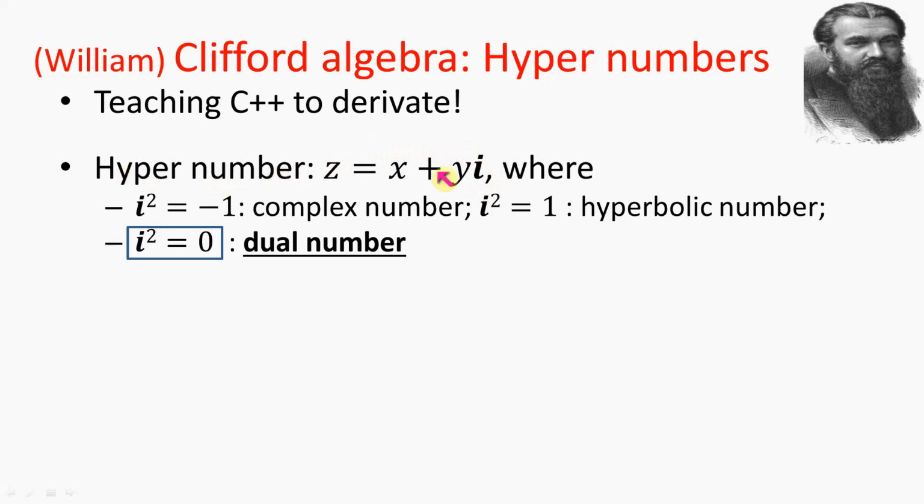What is a hypernumber? A hypernumber is like a complex number. In fact, the complex number is one of the members of hypernumbers. We have two real values, x and y, and a symbol i. With these x plus yi numbers, we can do the normal operations that we otherwise do for normal complex numbers. And the properties are also inherited.